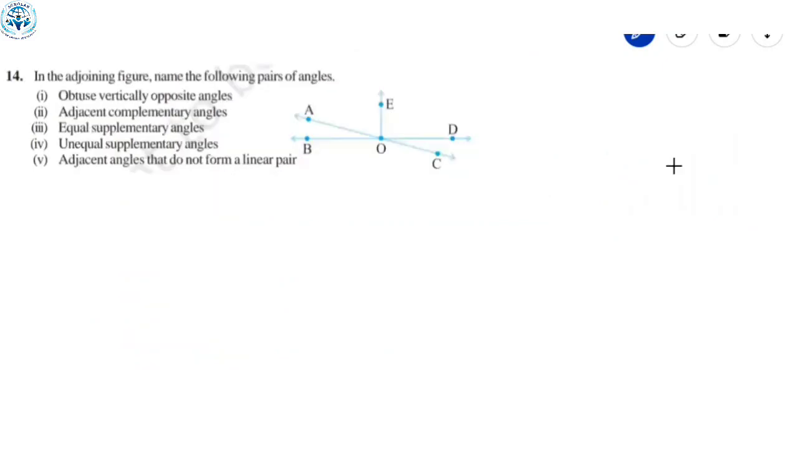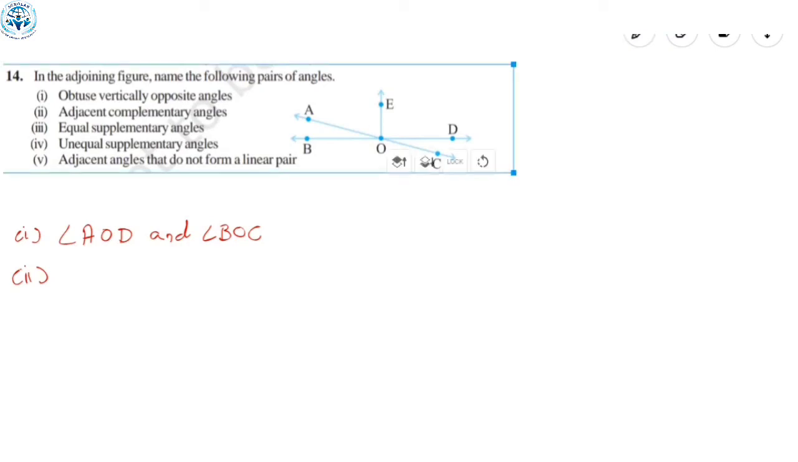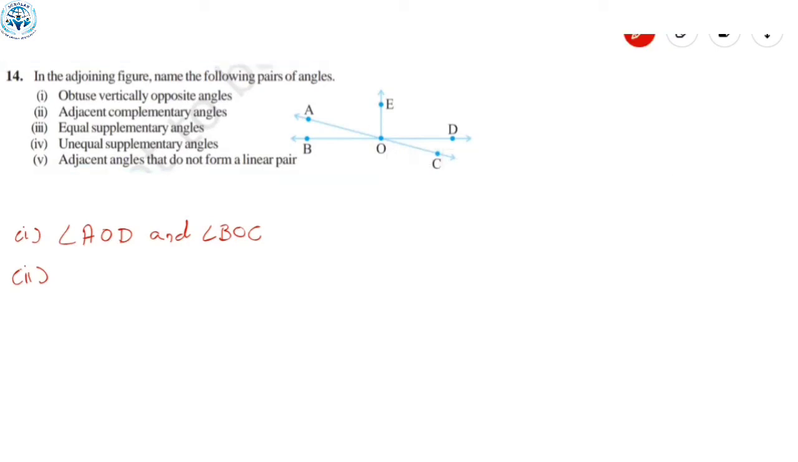In the adjoining figure, name the following pairs of angles. Obtuse vertically opposite angles. These two angles are more than 90 degree and vertically opposite. So these are obtuse vertically opposite angles. Angle AOD and BOC. Adjacent complementary angles, that means 90 degree and adjacent. This is 90 degree and these are also adjacent. So adjacent complementary angles are this one and this one.